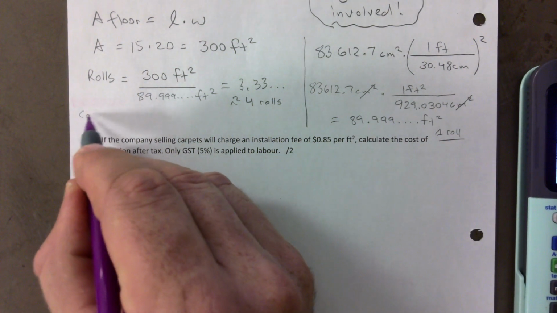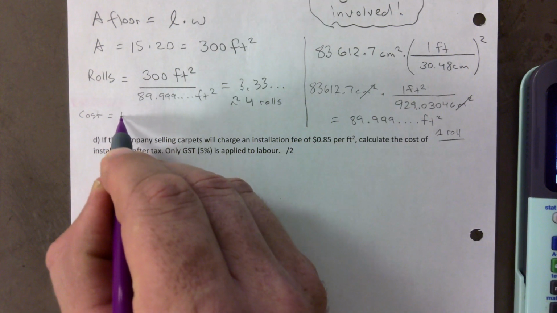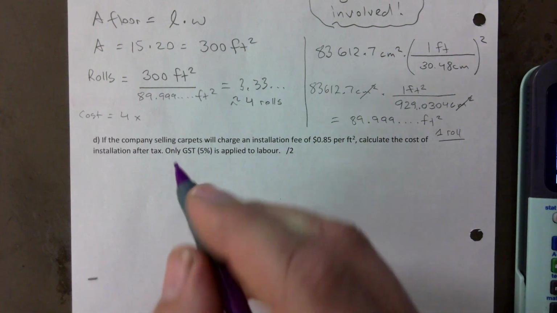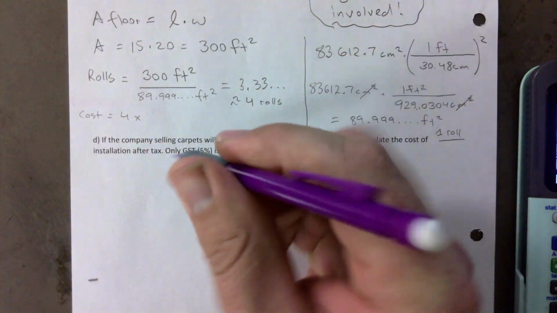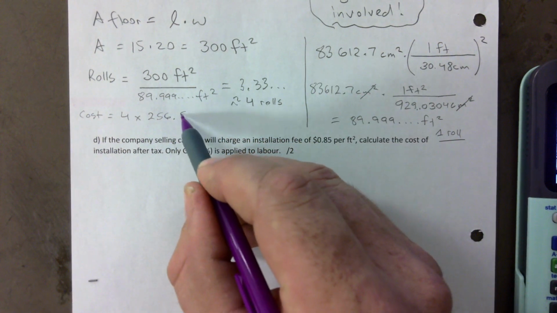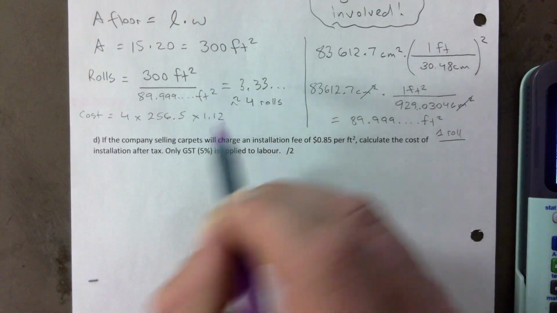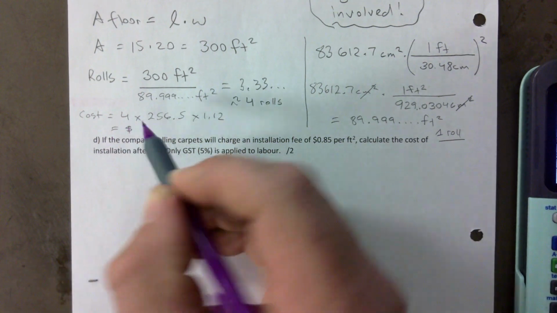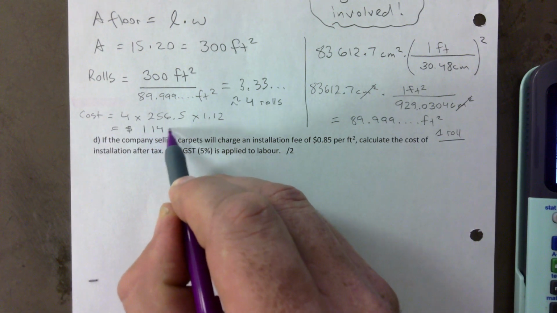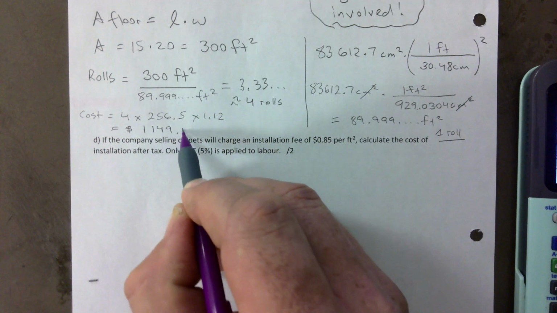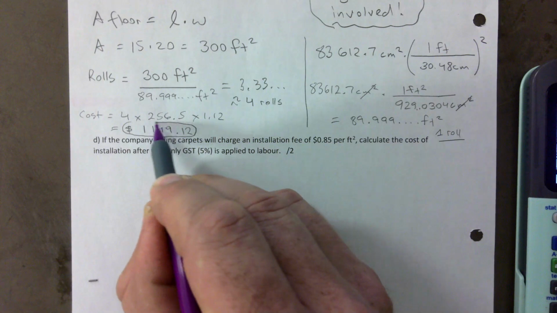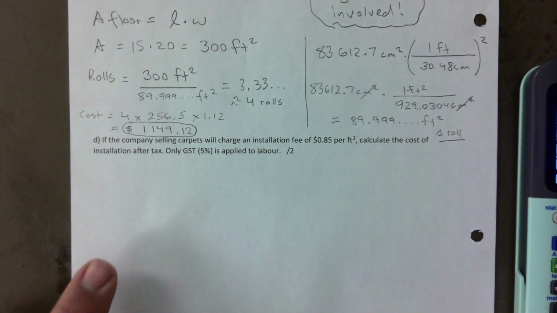Yikes, I'm going to run out of space here. But anyways, let's try this. Cost is 4 times, I believe the carpet is 256.5. And we're going to add taxes to this. That gives me $1,149.12. That is the price of the carpet.